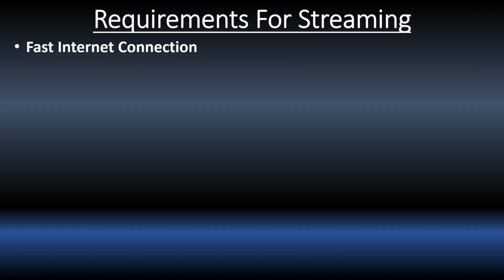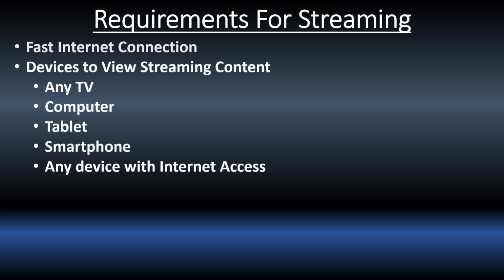Requirements for streaming: you have to have a fast internet connection. If you're using it in Sunrise here, you'll have no difficulty with that, as we have very fast internet services. Devices to view streaming content: you can use any television, any computer, any tablet, such as an iPad or Android tablet or Chromebook. You can use smartphones or any other device where you can receive internet access.